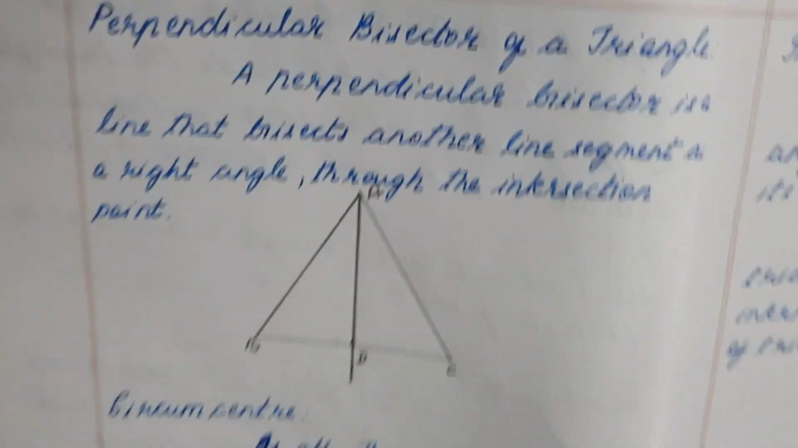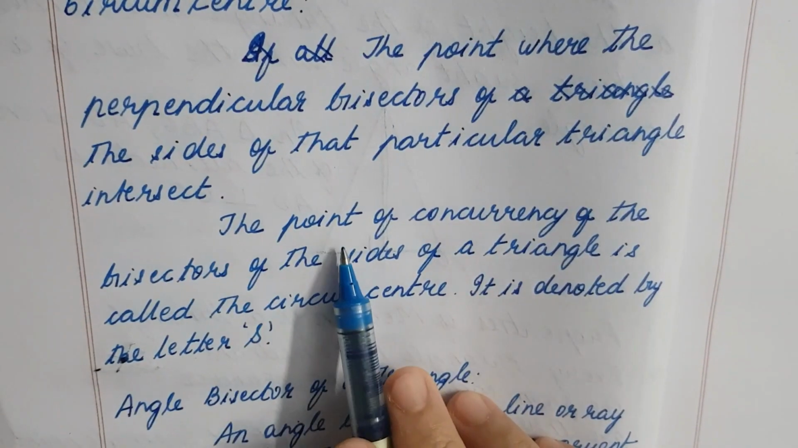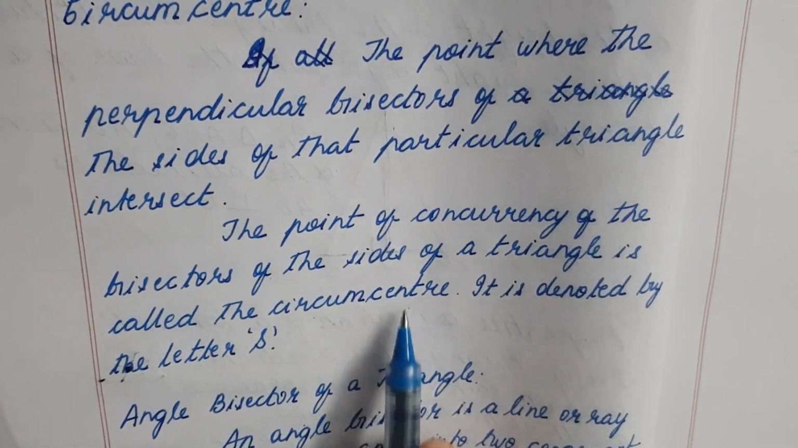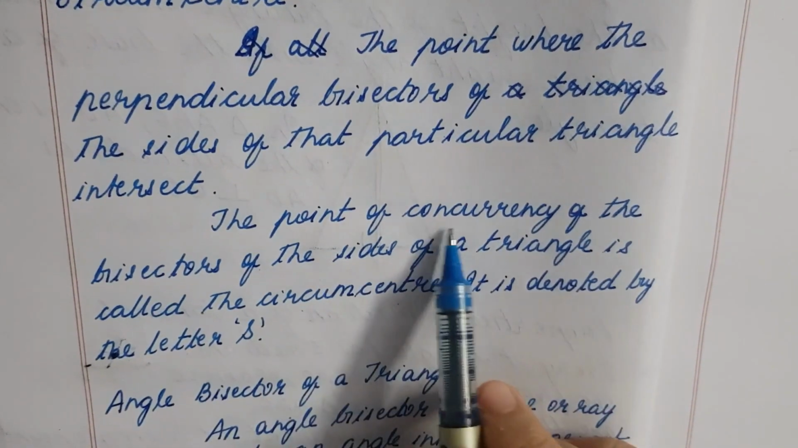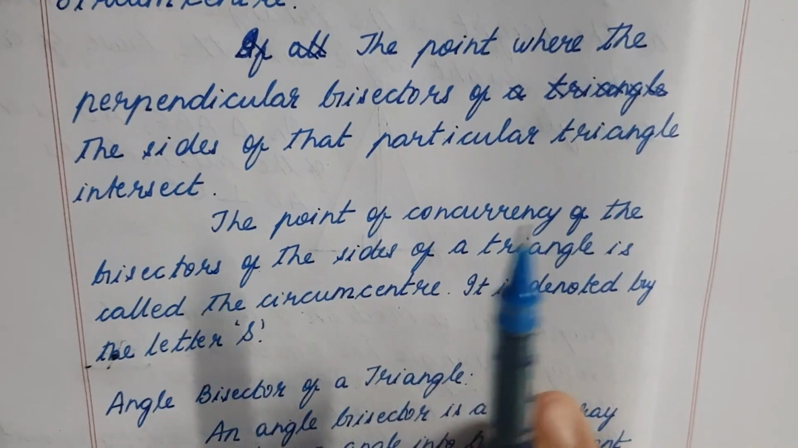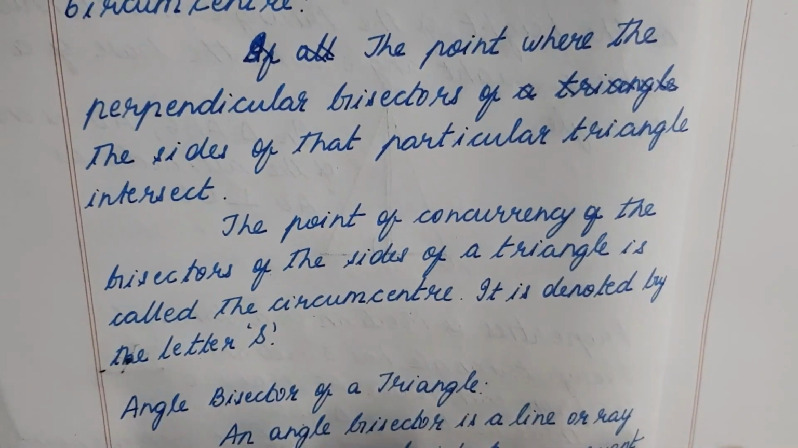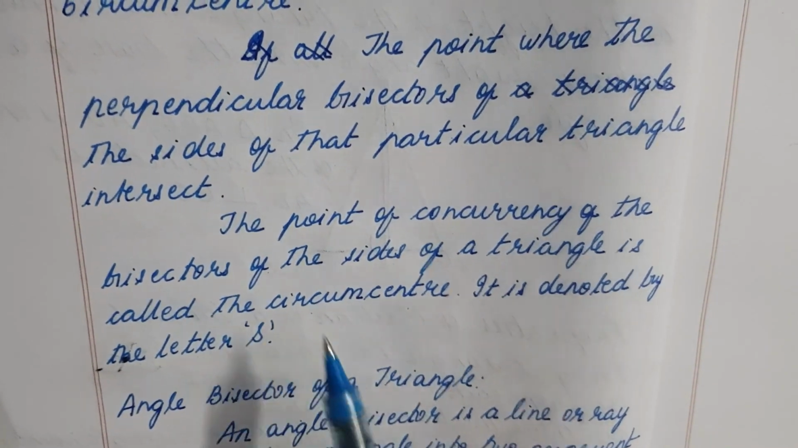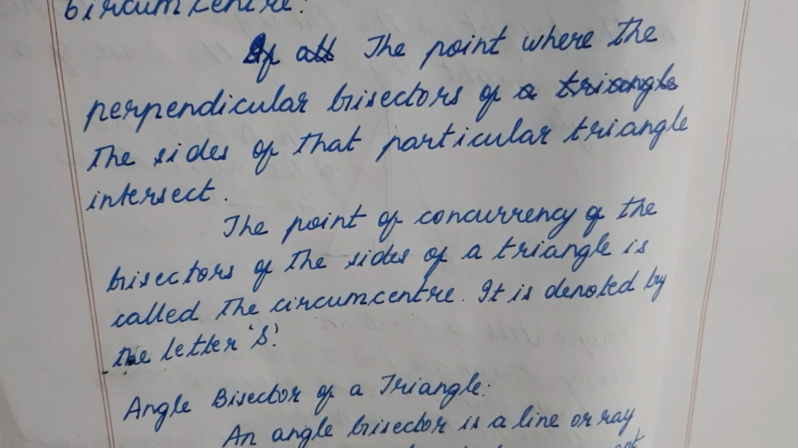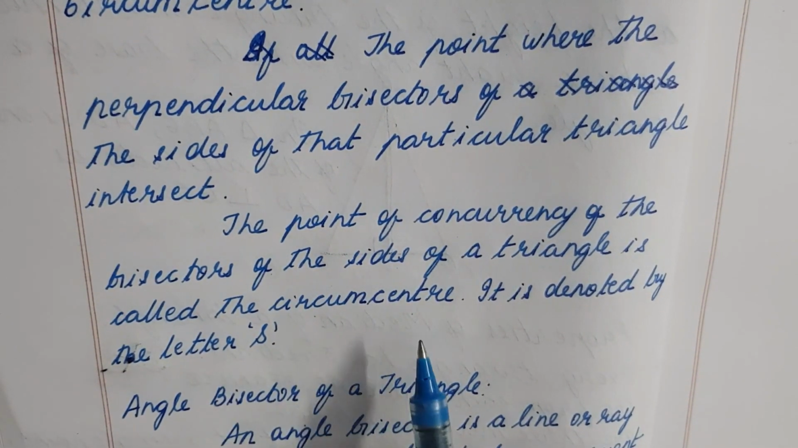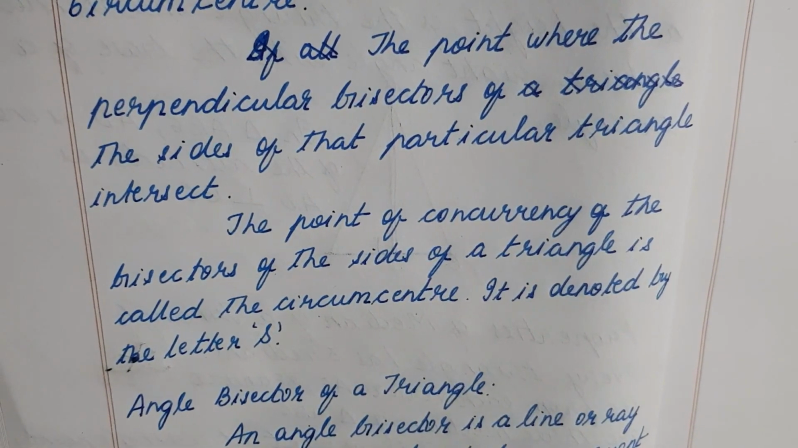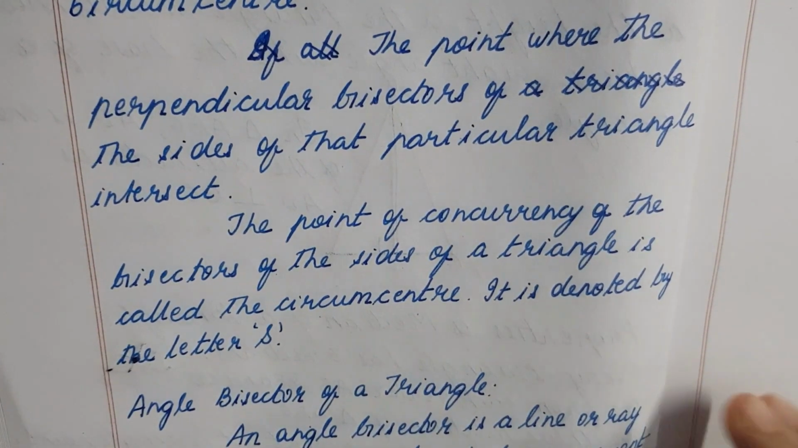Moving on to circumcenter. The point of concurrency of the bisectors of the sides of a triangle is called the circumcenter. It is denoted by the letter S. So what is the point of concurrency? It is where all the lines have one common point. That is called the point of concurrency of the bisectors of the sides of a triangle, called the circumcenter. So it bisects. Where all the lines meet at a common point and bisect, that is called the circumcenter, and it is denoted by the letter S.